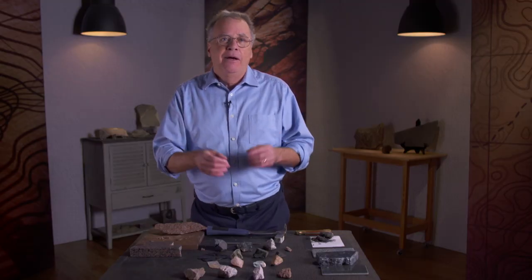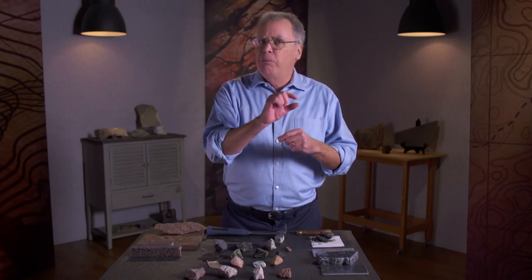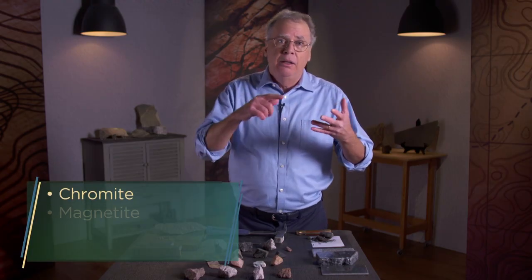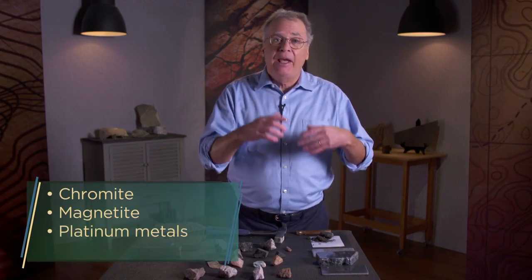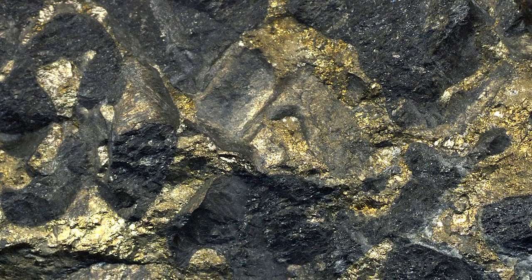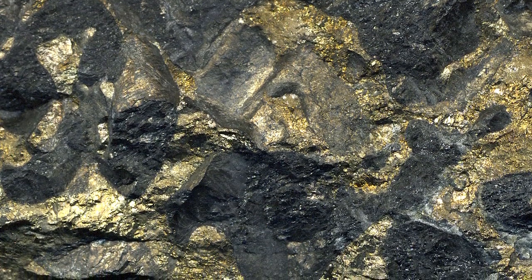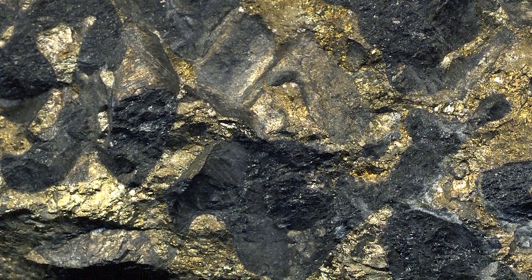Remember fractional crystallization? As magma cools, minerals will settle out, and the density of the minerals crystallizing will influence the settling process. Under very special conditions, you can get the concentration of important metals from the fractionalization process, such as chromite, magnetite, platinum metals, and vanadium minerals. Important examples of deposits created by fractional crystallization include the Stillwater Complex in Montana and Red Mountain in Alaska.